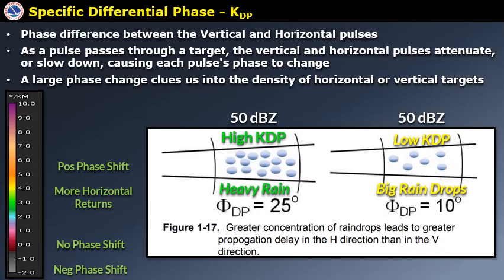Now if we compare this radar sample volume on the left to the one on the right that also has 50 dBZ values, but there's a smaller number concentration, it's quite possible that your differential phase will be just a little lower, and this implies a lower number concentration. But because we have the 50 dBZ, it's quite possible that we're dealing with bigger raindrops, even though there's fewer of them.